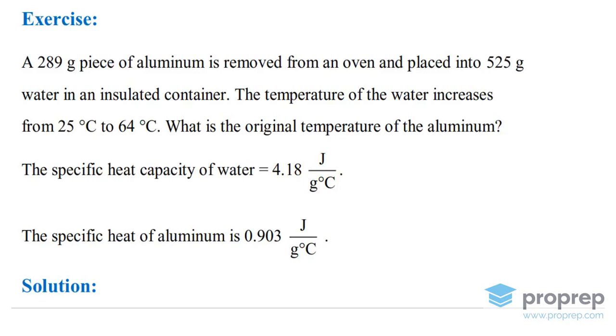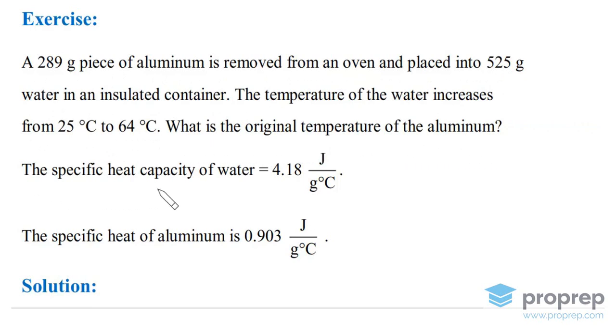Hi, we're going to solve the following exercise. A 289-gram piece of aluminum is removed from an oven and placed into 525 grams of water in an insulated container. The temperature of the water increases from 25 degrees Celsius to 64 degrees Celsius. What is the original temperature of the aluminum?